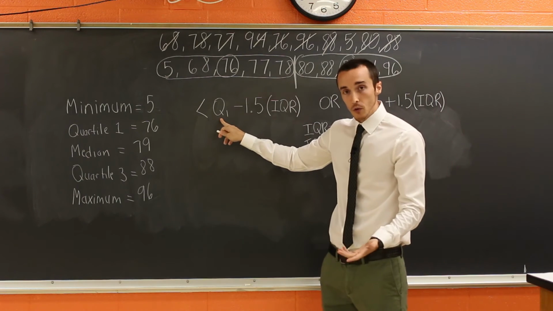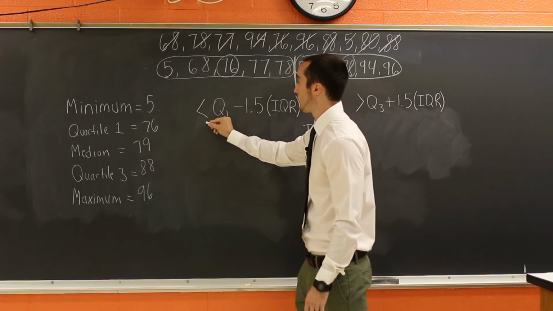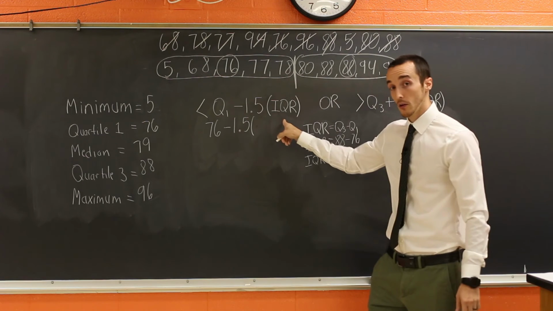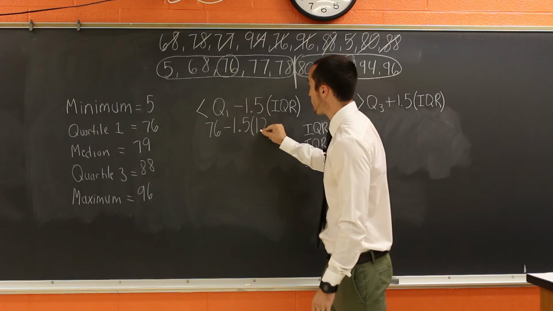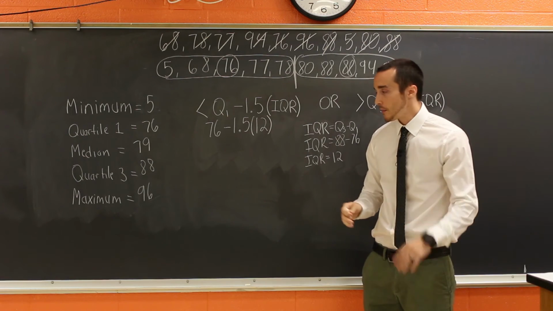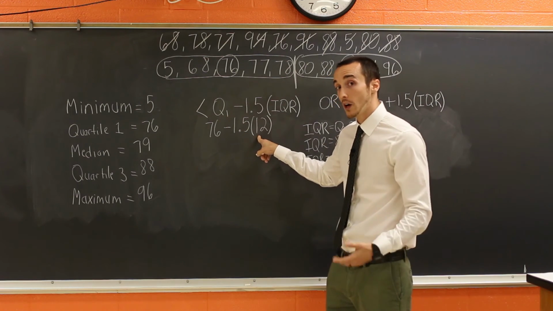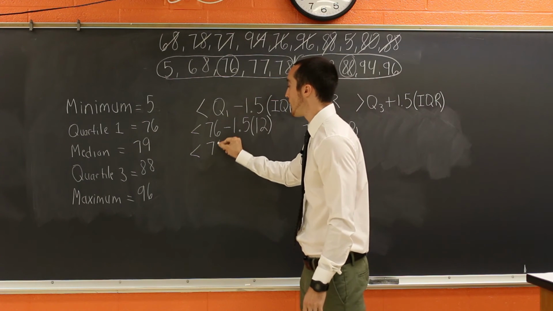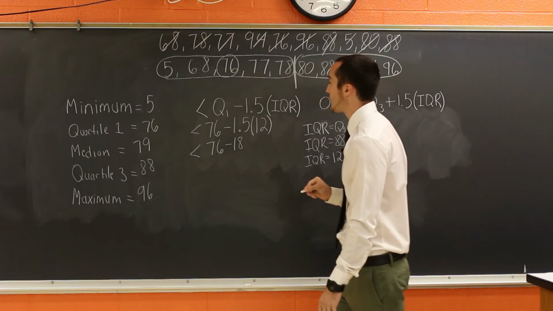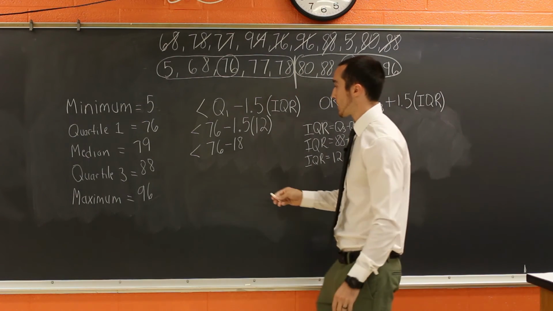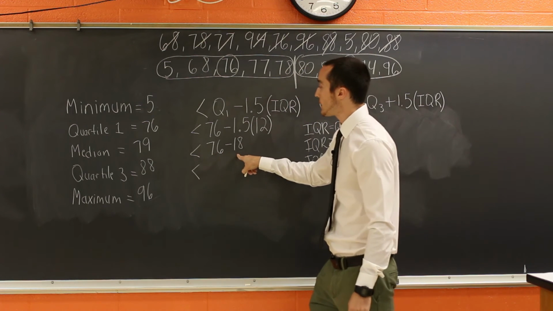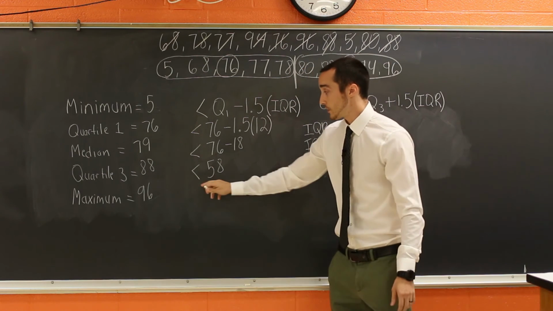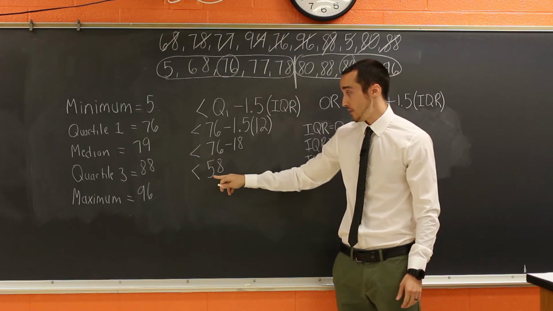Okay, well, what is our quartile 1? From our data set, we know that it's 76, and we wanna take 1.5 times the IQR, which we already found to be 12. Okay, so let's do a little bit of mental math here. 1.5 times 12 is 18. So that means I'm really looking for numbers that are less than 76 minus 18, okay? All right, so let's try that again. So the last step here is 76 minus 18, which is gonna be 58. In other words, I'm looking for numbers that are less than 58.